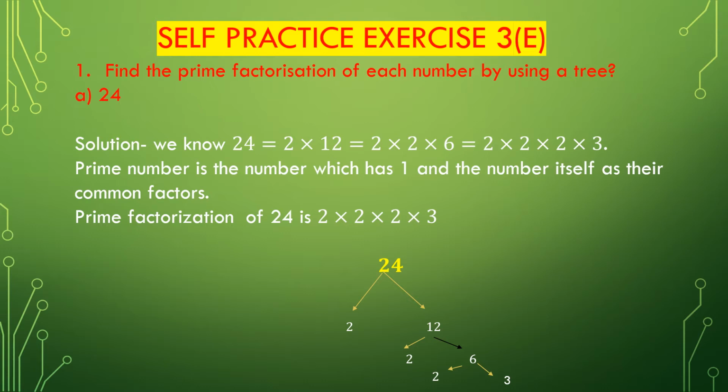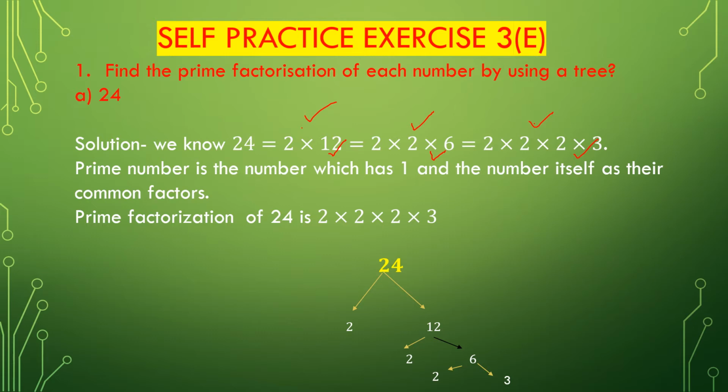We know when we multiply 2 with 12 we get 24. Then 12 is 2 multiplied with 6, and when we multiply 2 with 3 we get 6. So prime factorization of 24 is 2 multiplied with 2 multiplied with 2 multiplied with 3. 2 multiplied with 2 is 4, 4 multiplied with 2 is 8, 8 multiplied with 3 is 24.